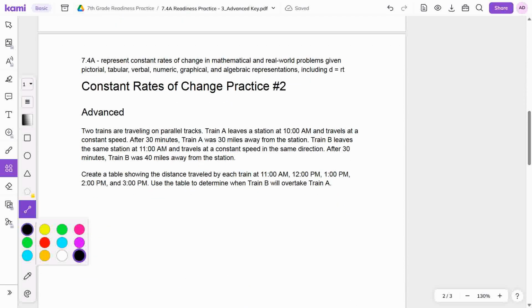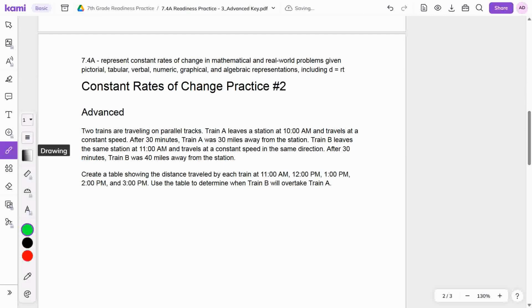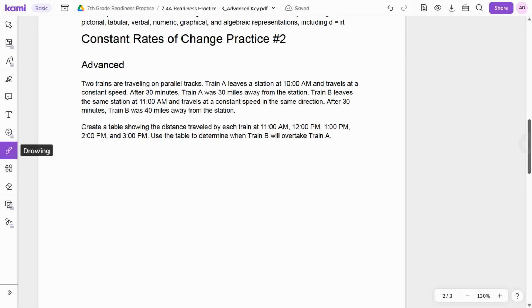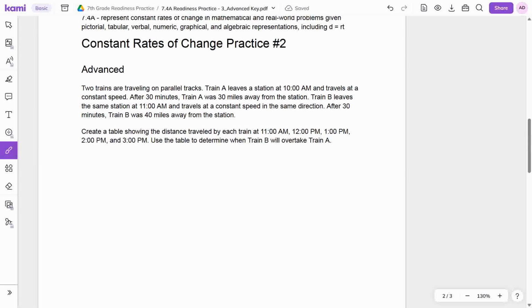All right, so we've got two trains now that are traveling at constant speeds, and we're going to make a table. Okay, so let's make a table. I'm going to make this train A, and train A leaves the station at 10 a.m., so let's do a time. And then travels at a constant speed, so after 30 minutes, okay, so I'm going to do 10.